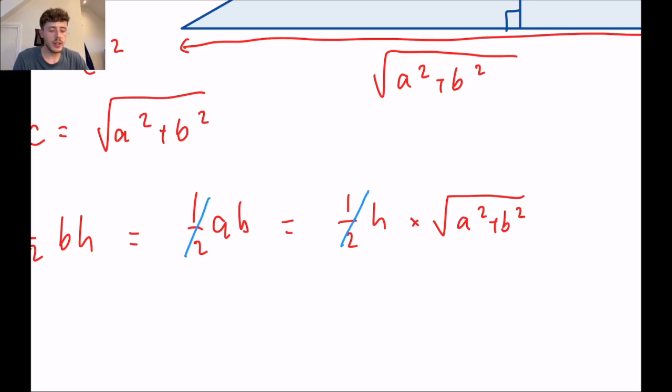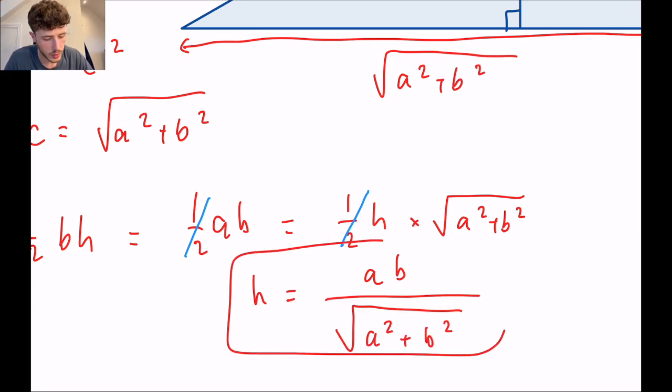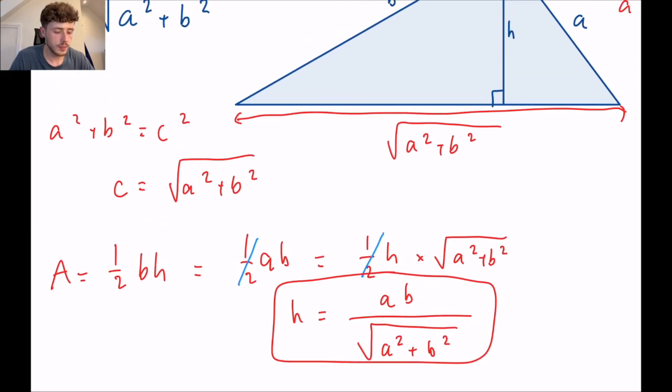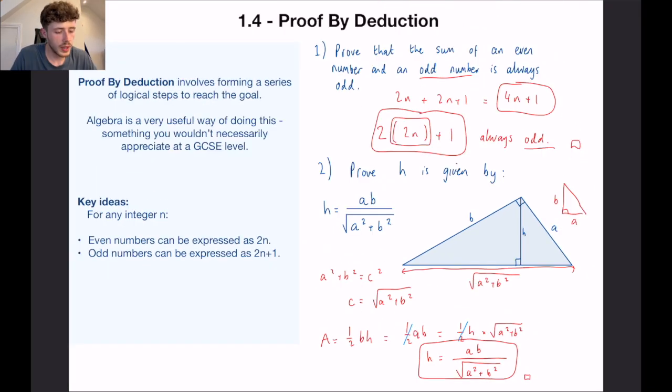And simply by dividing through by the square root of a squared plus b squared, we get our final result of ab over the square root of a squared plus b squared. And that is our final answer. Sometimes you might find these proofs are signed off with a little square, and that just shows the proof is complete. So technically speaking, I could have done this for all of them. Again, just something that you're aware of in case you see it.